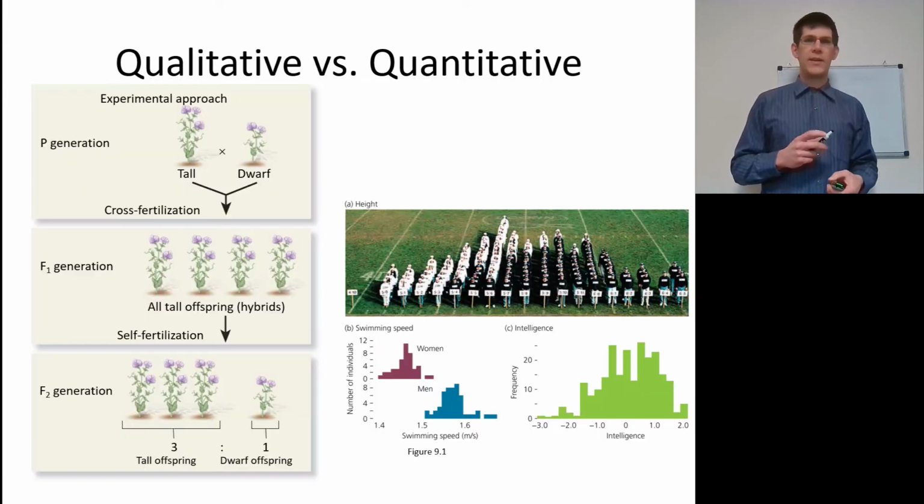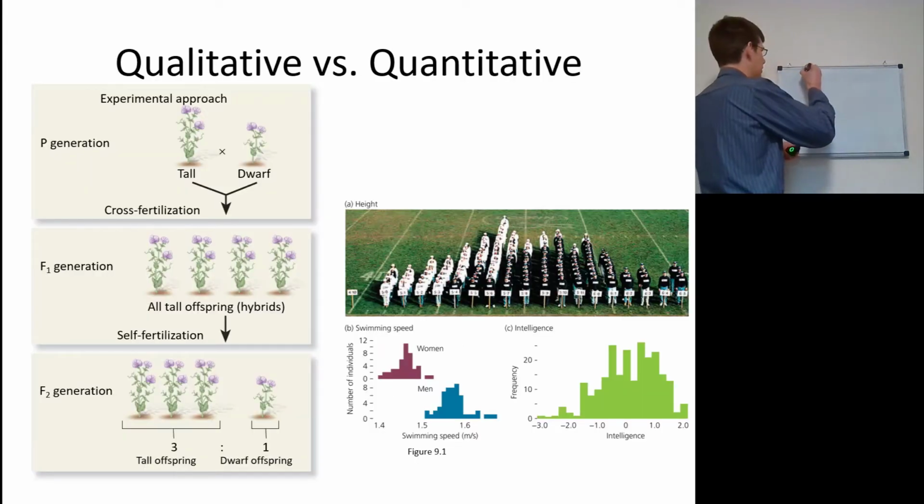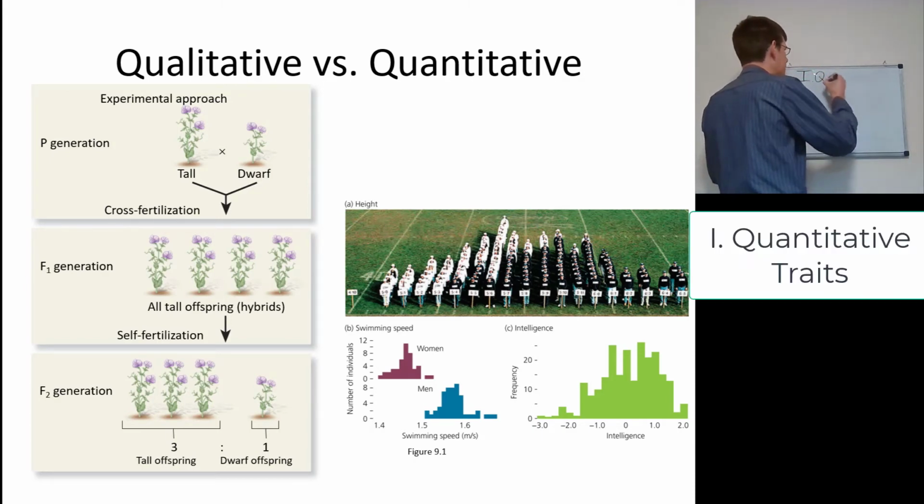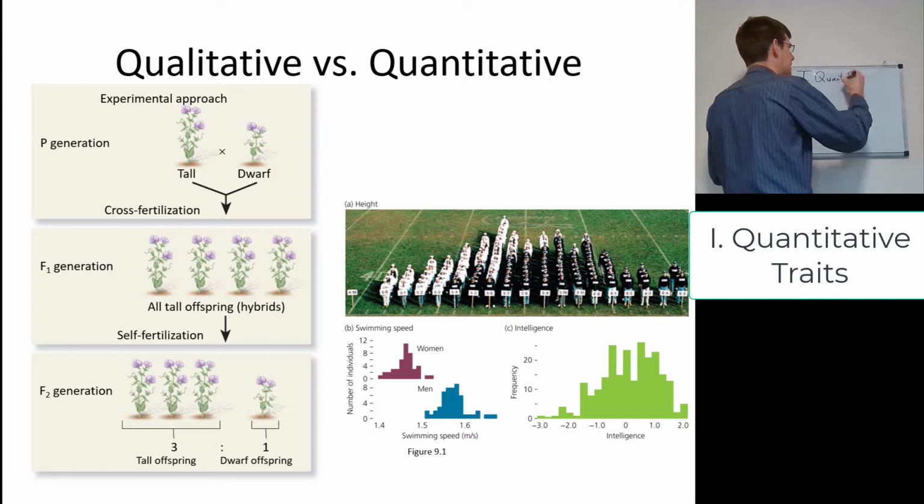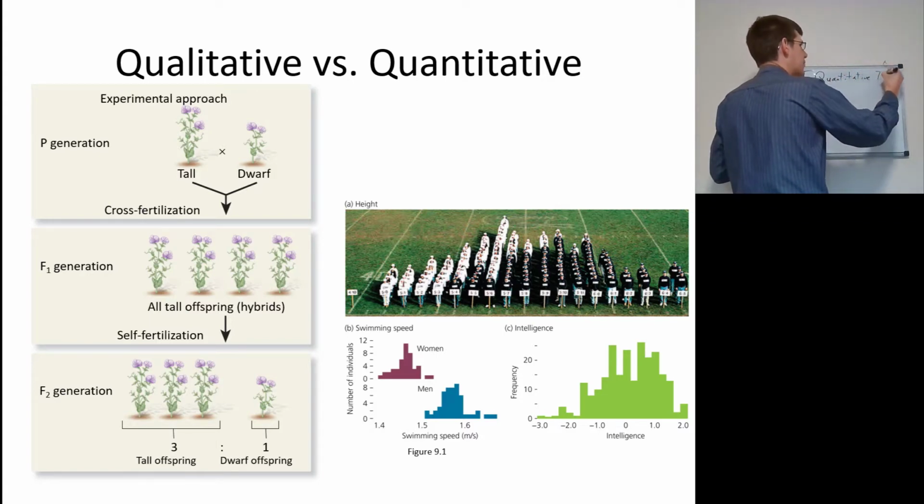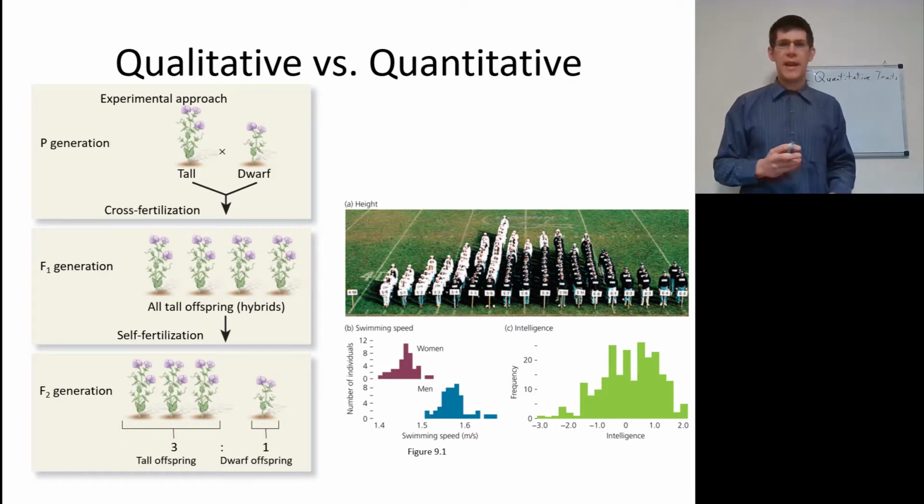So let's start with some quantitative traits. There are traits that are qualitative, red versus white flowers, and there are some traits that are quantitative, such as height. Not only that, but I'm sure you know that height is going to be environmentally impacted as well, thus complicating any measure of inheritance.